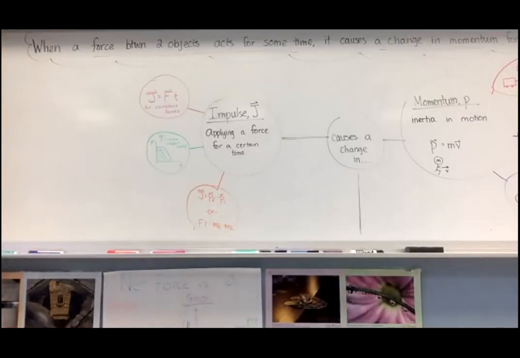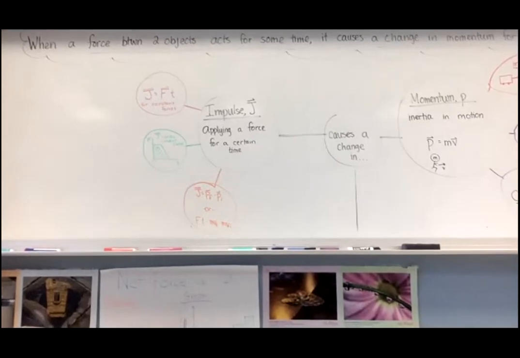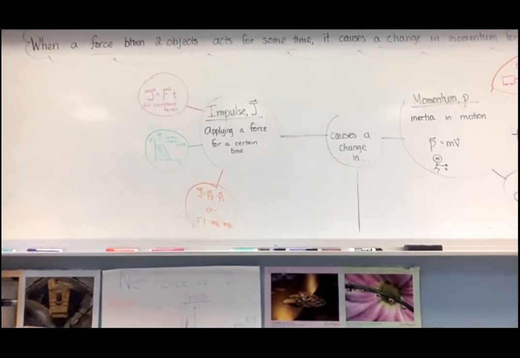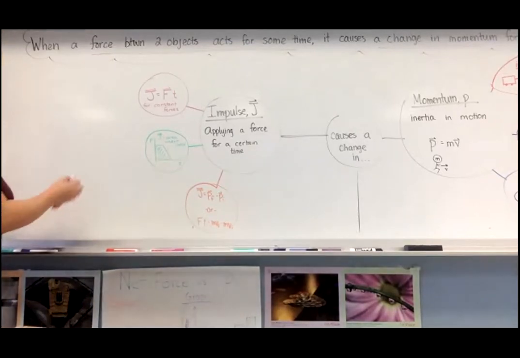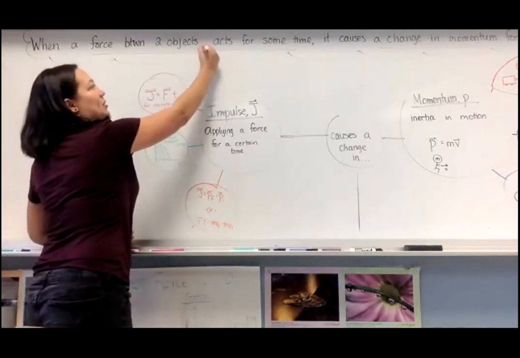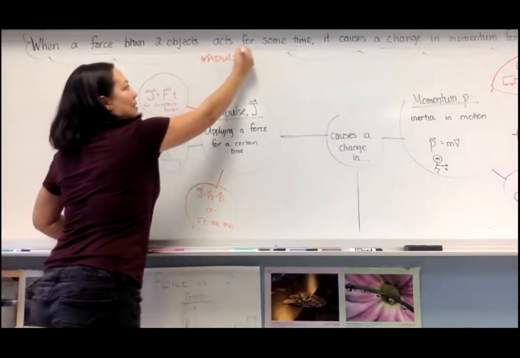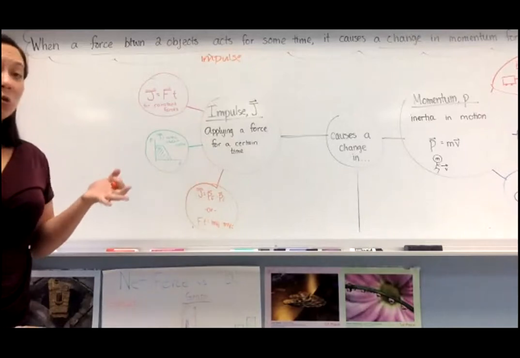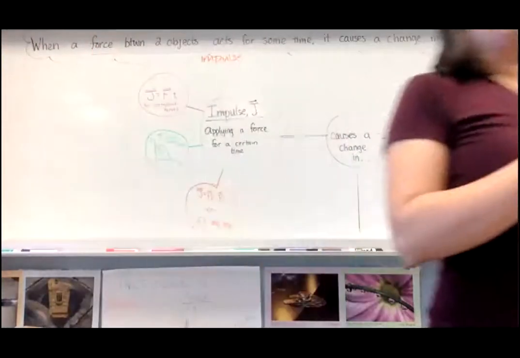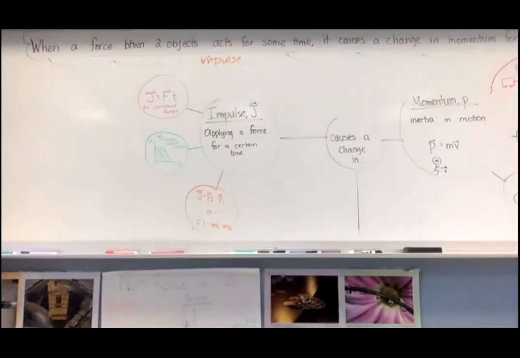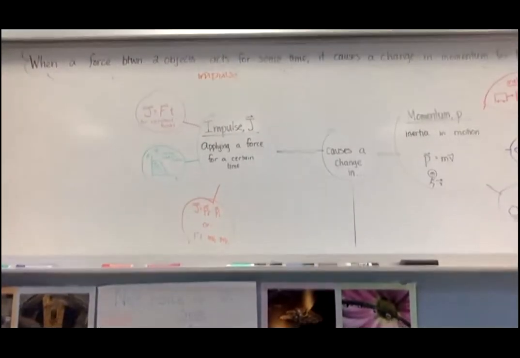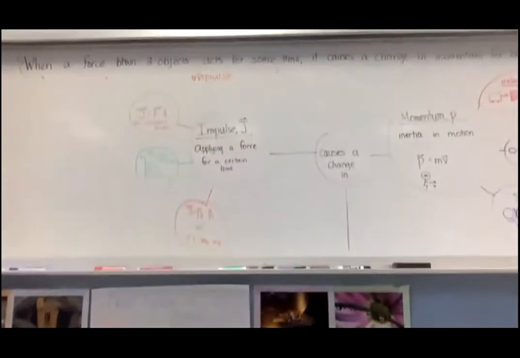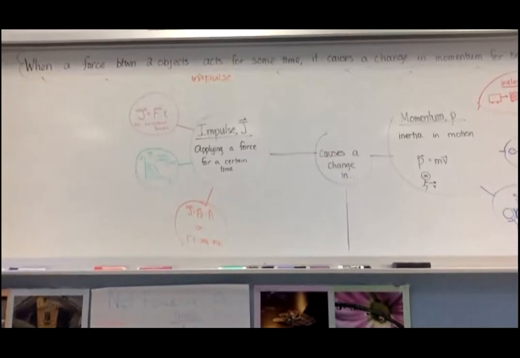Okay, so the big idea for this unit is that when a force between two objects acts for some time, it creates an impulse, right? This is a nice way of saying impulse. We spent a whole bunch of time at the beginning of the unit on impulse, and the reason we did is because that impulse causes a change in momentum, right? That's the big idea for this unit.